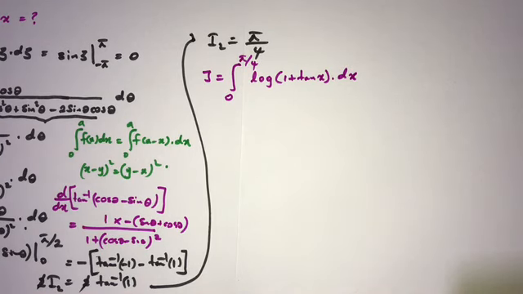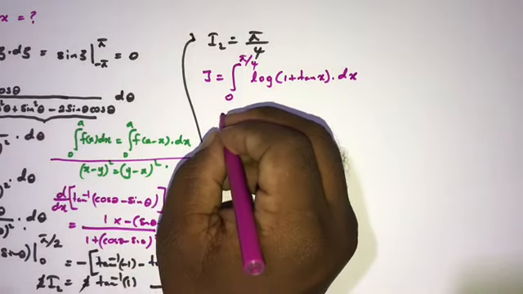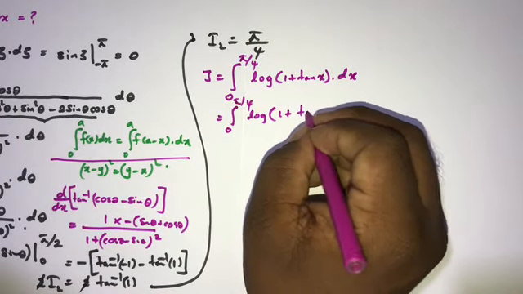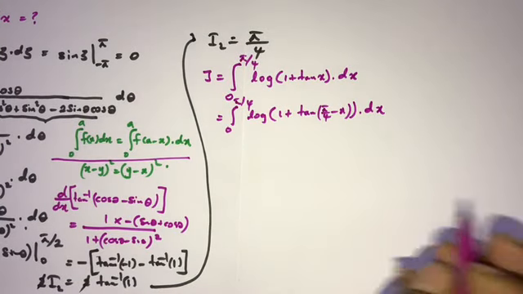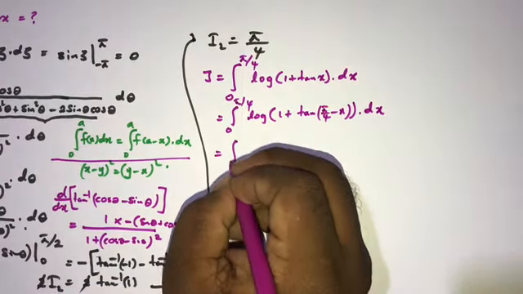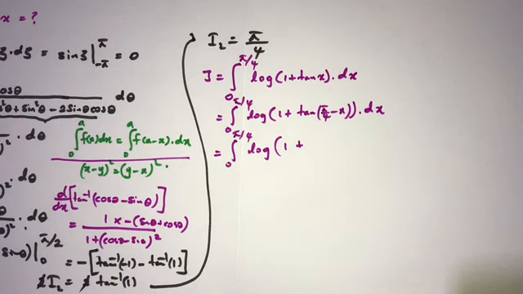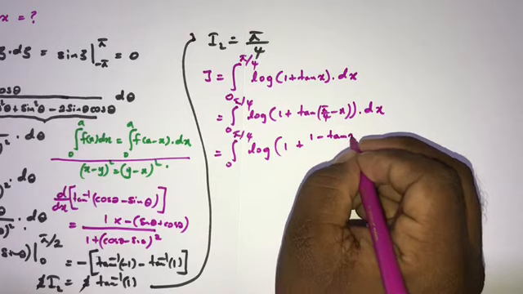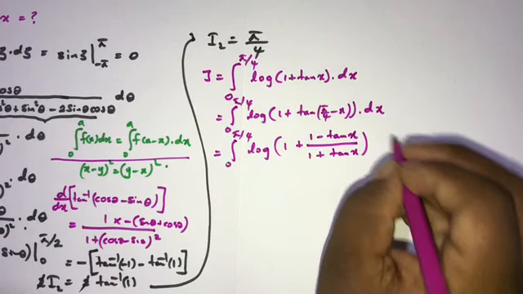Okay, now how to evaluate this integral? First we can take King's rule, so we can write this is equal to the integral from 0 to π over 4 of natural log of 1 plus tan of π over 4 minus x dx, and then we can write here this is equal to the integral from 0 to π over 4 of natural log of 1 plus, now the tan of a minus b formula we know, tan of a plus tan of b over 1 minus tan of a tan of b, so here tan of π over 4 we know 1, minus tan of x over 1 plus tan of π over 4, 1, times tan of x, here dx.